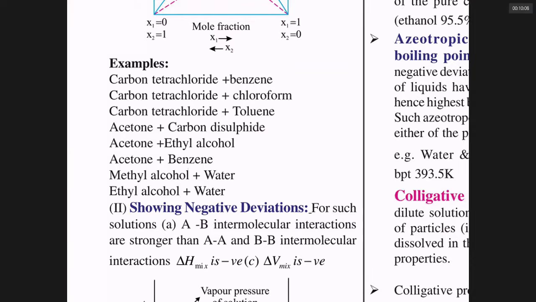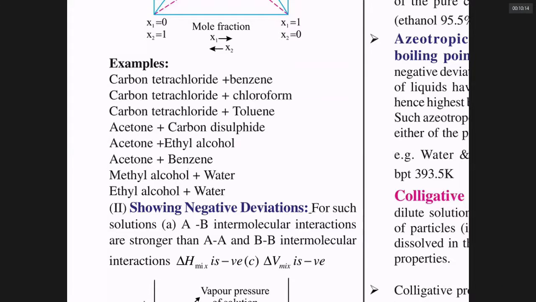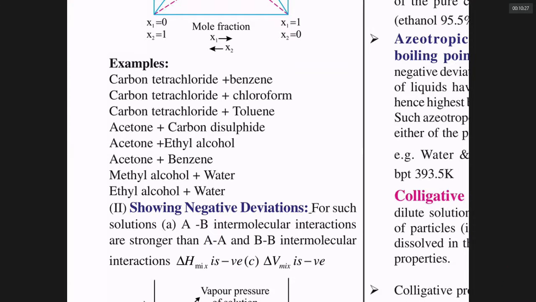They show positive deviation. Positive deviation means what, sir? Their vapor pressure is more than the expected value. When I am adding methyl alcohol to water, hydrogen bonds in the water are broken by methyl alcohol. Therefore, the vapor pressure increases.